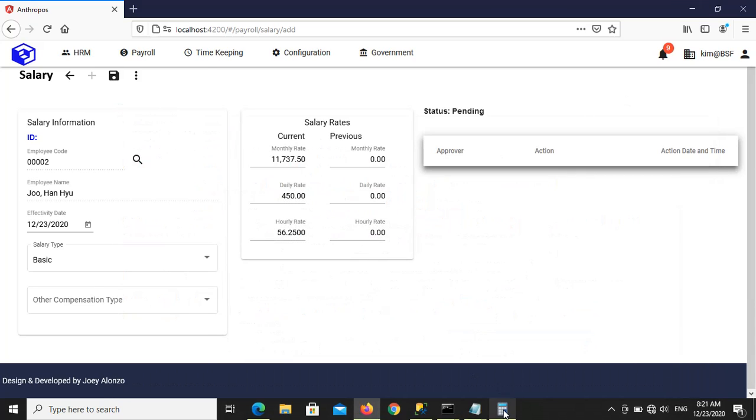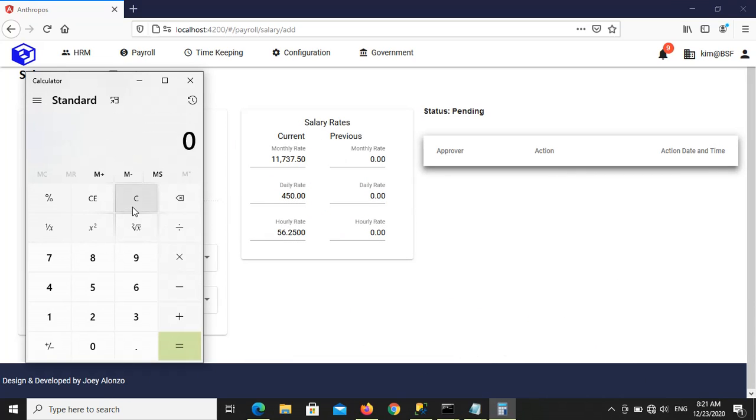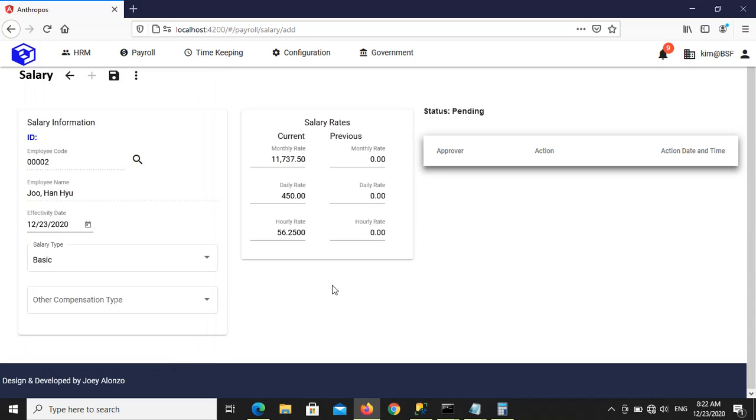So if you go to the calculator, the daily rate is 450 multiplied by 313. So this is the salary per year. If we divide it by 12, it will be 11,737.5, which is this monthly rate.